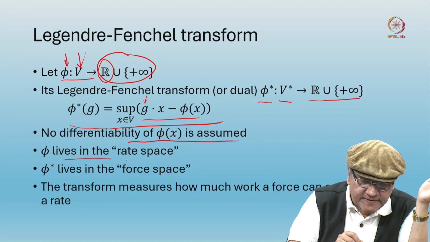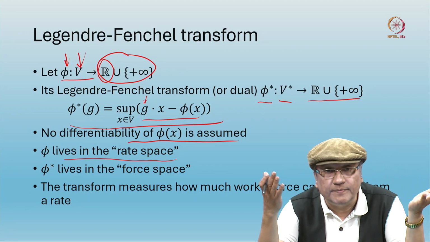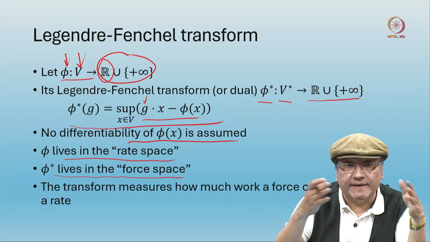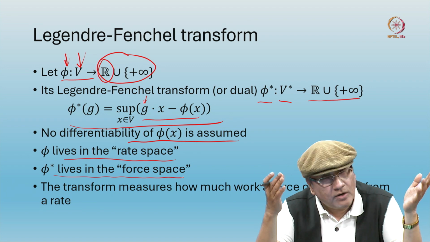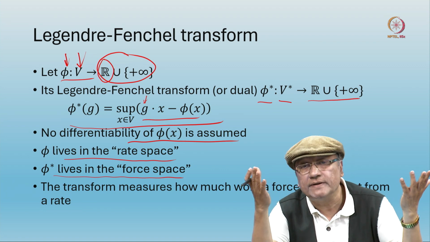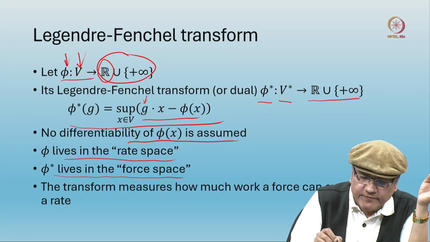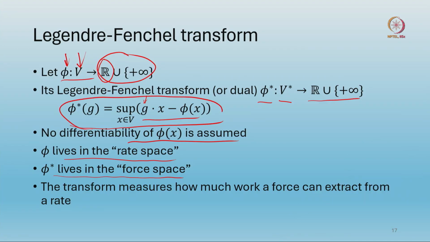So, phi lives in the rate space, strain rate, typically plastic strain rate. Phi star lives in the force space, deviatoric stresses or stresses if pressure dependent plasticity is concerned. Okay. So, this transformation through the Legendre-Fenchel definition measures how much work a force can extract from a rate, correct, how much power typically a force can extract from a rate.